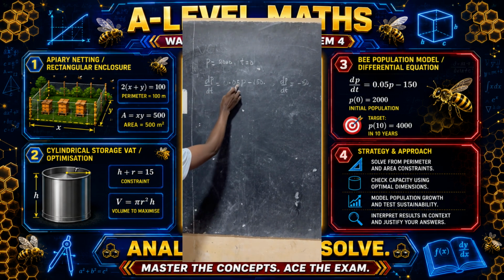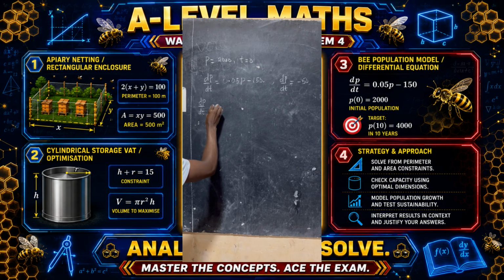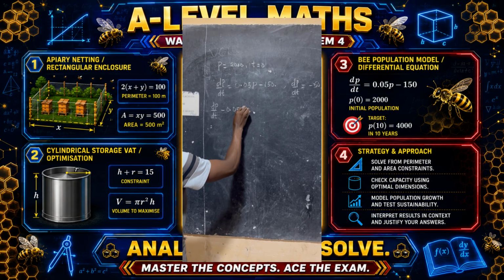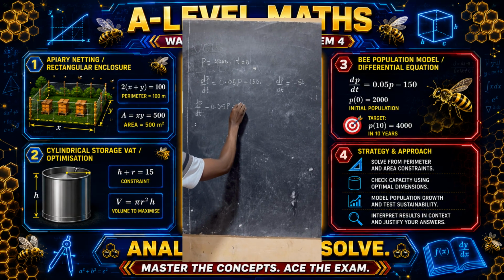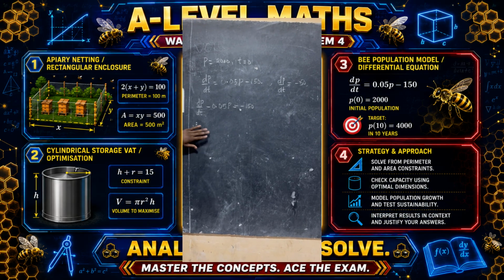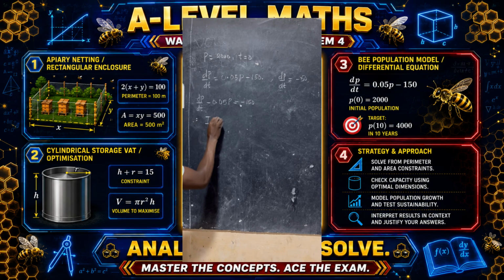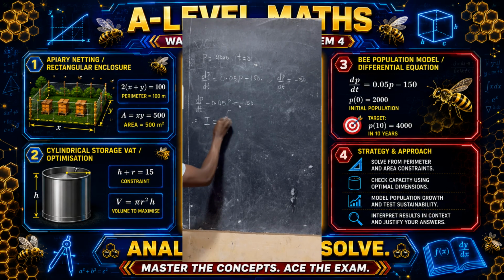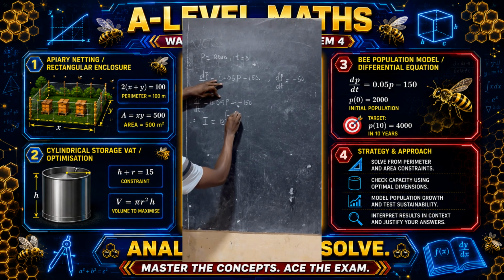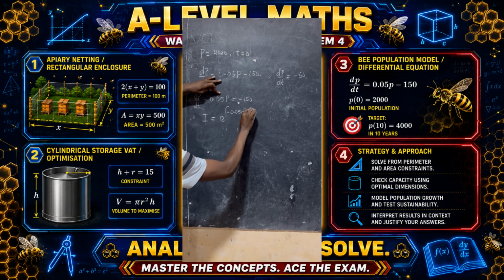Okay, now let us go ahead and deal with this. Take the 0.05P this side. We have dP/dt, then minus 0.05P is equal to negative 150, first order linear. So we are supposed to get the integrating factor. Our integrating factor is equal to exponential the integral of the coefficient of P, which is negative 0.05, with respect to t.